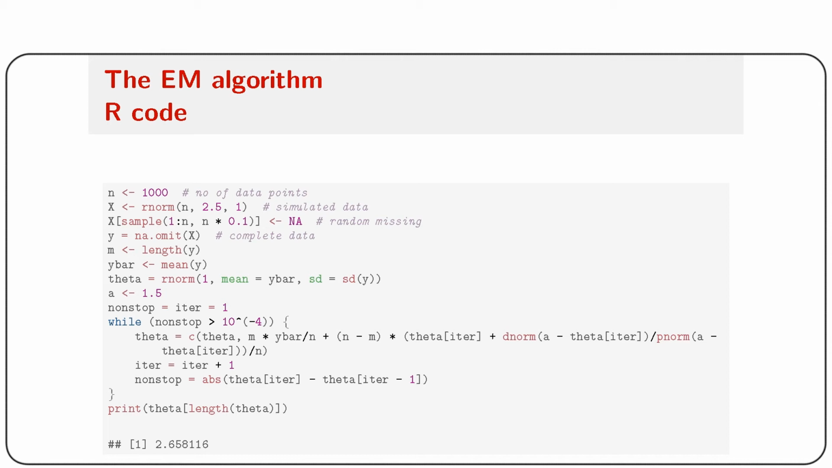Non-stop is the absolute value of the difference between the current theta and the previous theta. Then print theta of length of theta. The length of theta will give you the last iteration value of theta. So the last iteration value is, say, 2.73. If you run that, it will give you the EM algorithm. It's one of the EM implementations on this data. That might help you to understand how EM is actually implemented in R.